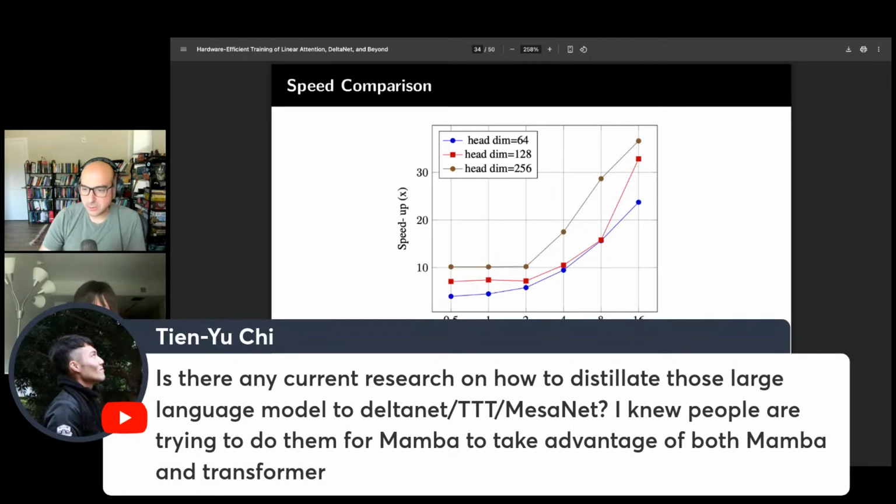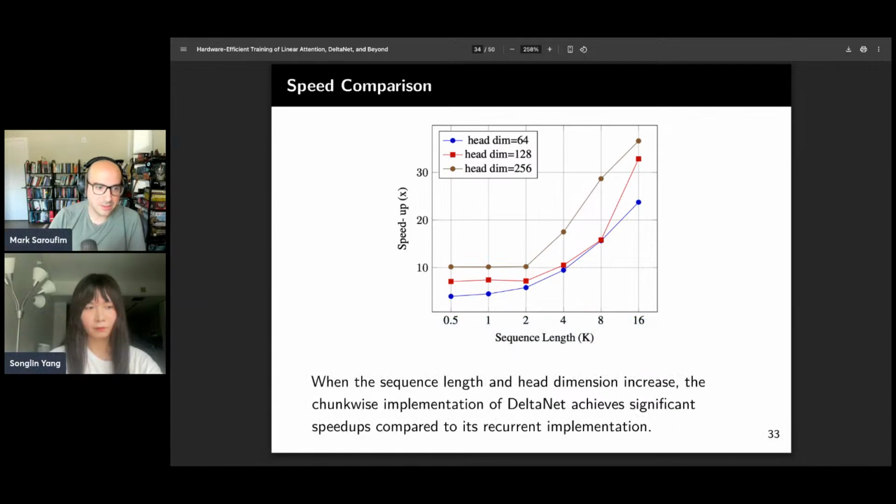So yeah, I guess we'll take 2 more questions. Tianyu Chi is asking, is there any research on distilling large language models to efficient architectures like DeltaNet and MesaNet? I know that some people are trying to do this for Mamba. So any thoughts on distillation and basically whether people should train in efficient architectures or simply distill to them?